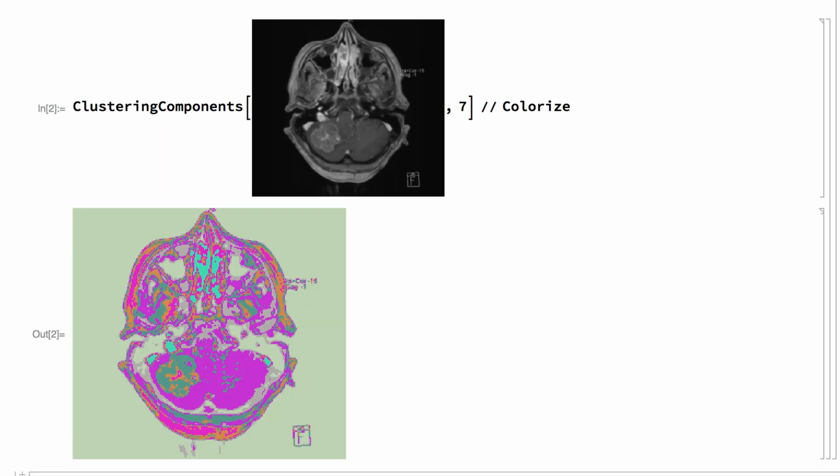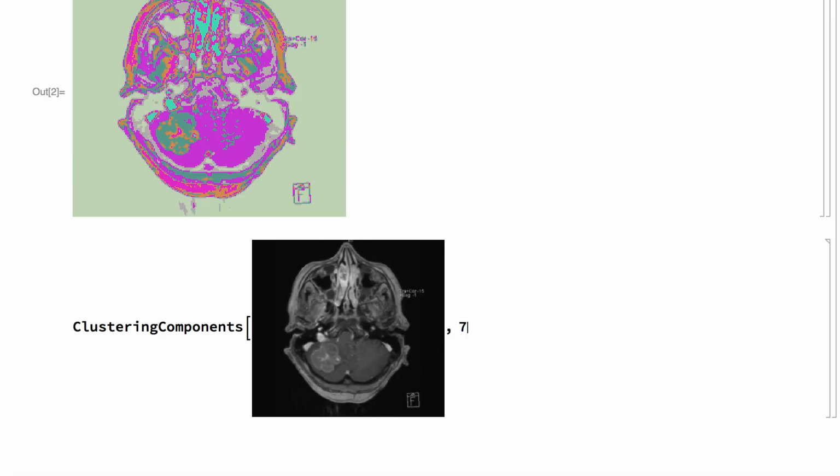Here is a different image which has been segmented using the clustering components function, which uses a method called clustering. This particular result segments the image into 7 components. The output is a matrix called a label matrix, which is a common way of representing the segmentation of an image. The colorize function is used here to display the label matrix as an image with different colors for each segment. The label matrix itself is an array of integers.